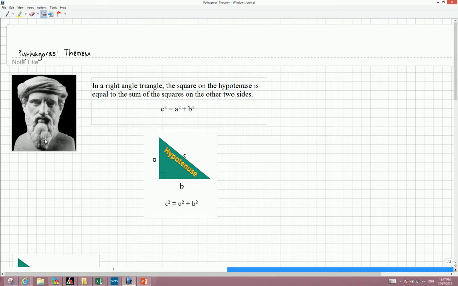Okay, so there's another bust of Pythagoras. There's his theorem. In a right-angled triangle, the square on the hypotenuse is equal to the sum of the squares on the other two sides, or if you like, C squared equals A squared plus B squared. And there's our diagram from our PowerPoint just a minute ago. So there's the triangle, hypotenuse marked, and the sides marked. I'm going to come back and look at this in a second.